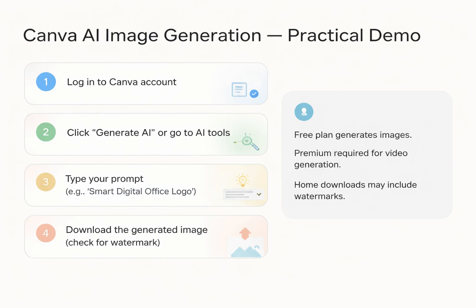Now, there are some important caveats. Video generation in Canva requires a premium subscription. Image generation is available on the free plan, but when you download, you may get a watermark depending on your plan. The instructor noted that the image quality was good, sharp pixels, no distortion, which is a practical concern when using generated images for professional marketing materials.